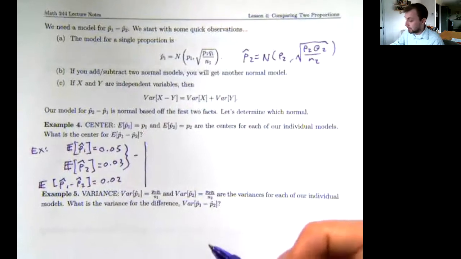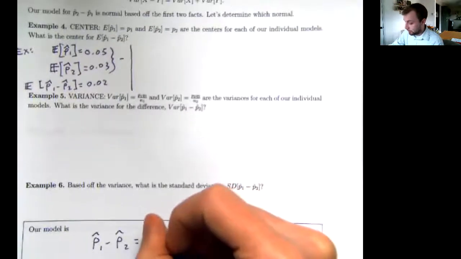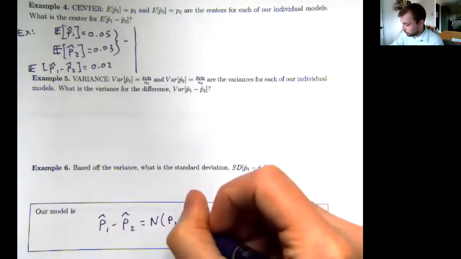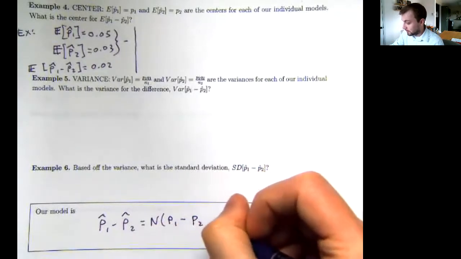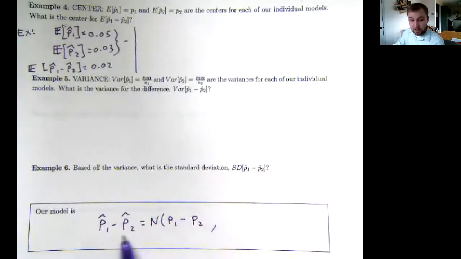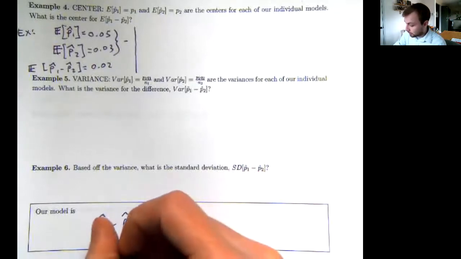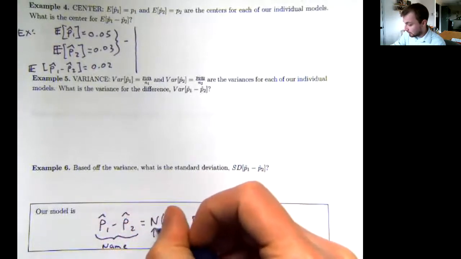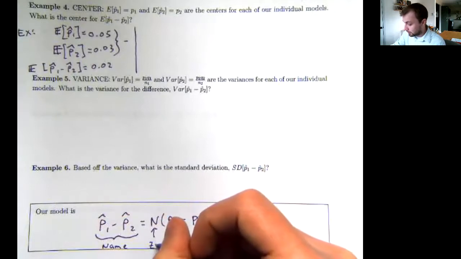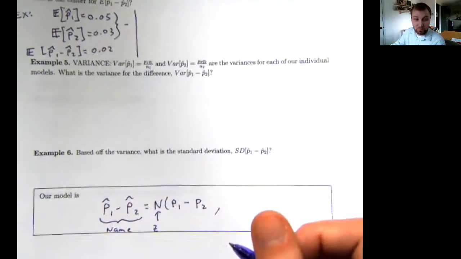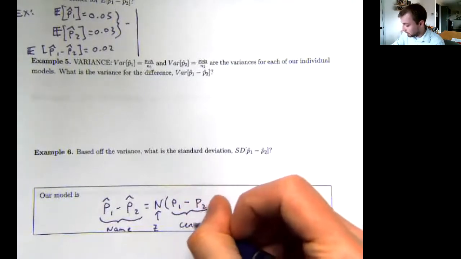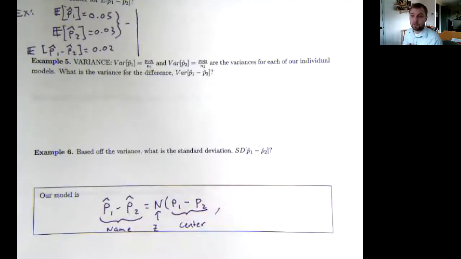So if I want to know what the center should be, well, I'll still have a normal distribution, but I'm going to take whatever my first percentage is, and I'm going to subtract whatever my second percentage is. So here I have the name of my model. It tells me I'm going to be comparing two percentages. This N reminds me that I'm dealing with a normal distribution, so I'm going to be using z-scores when the time comes up. And this component right here is telling me I should have a center of p1 minus p2.